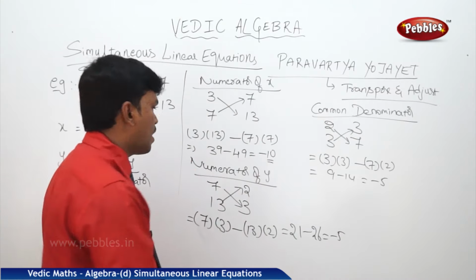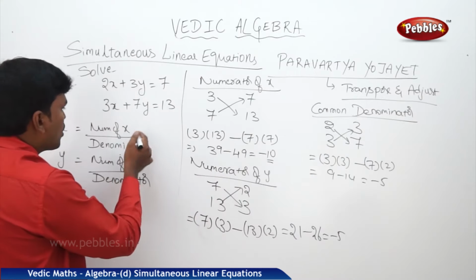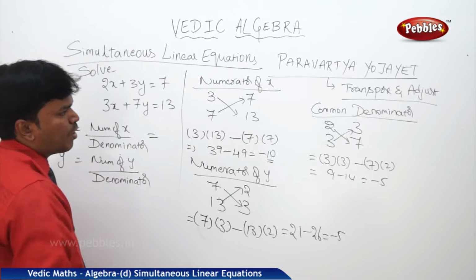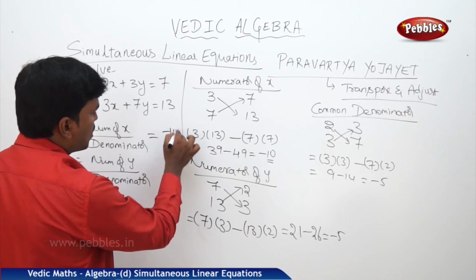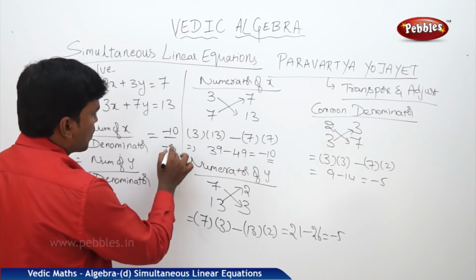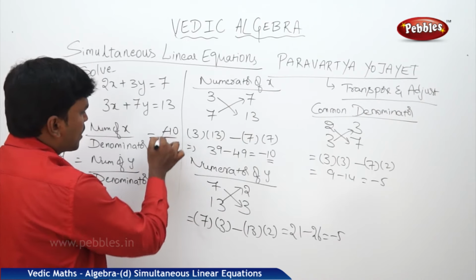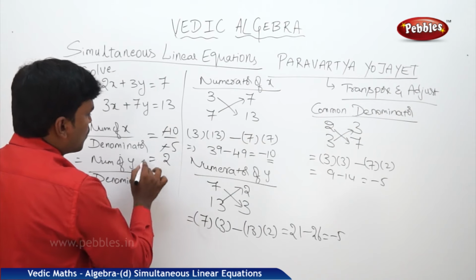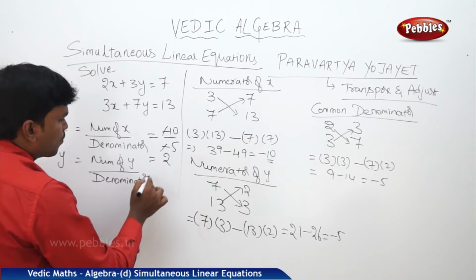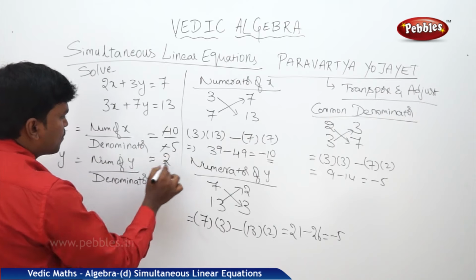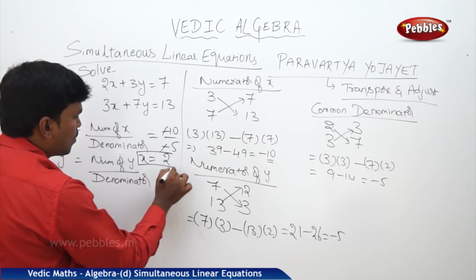Now we will find out the x value. What is the numerator of x we got here? Numerator of x is minus 10, and the common denominator is minus 5. So minus minus will get cancelled, 5 2s. So the x value we got is 2.